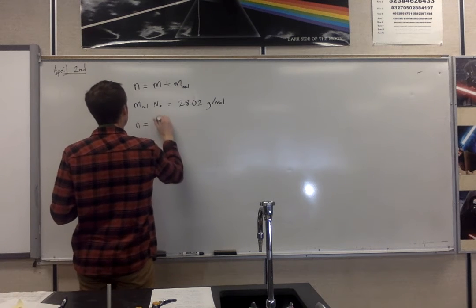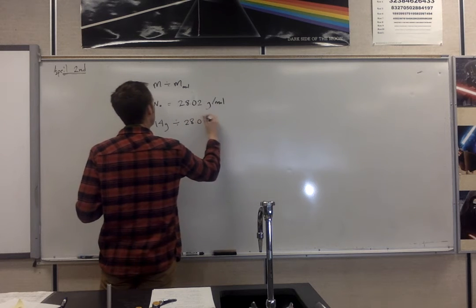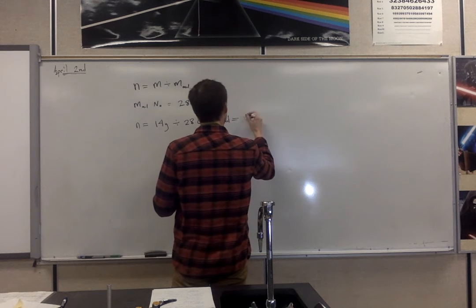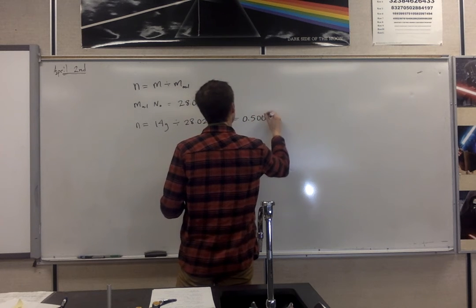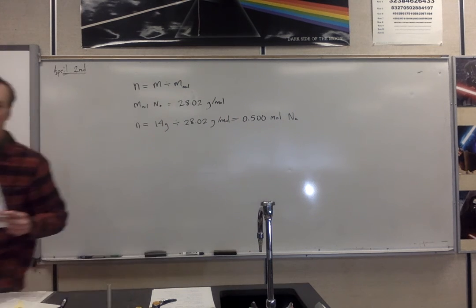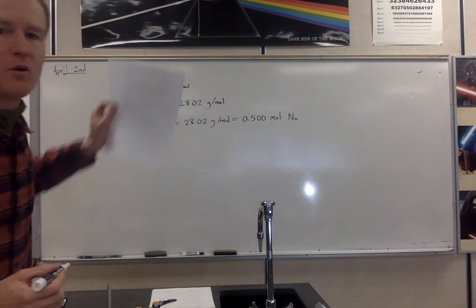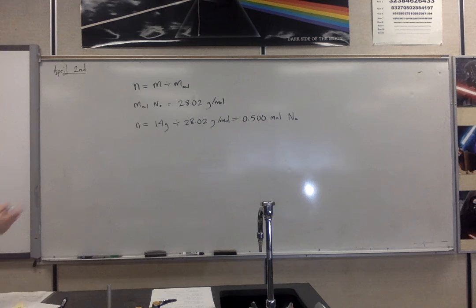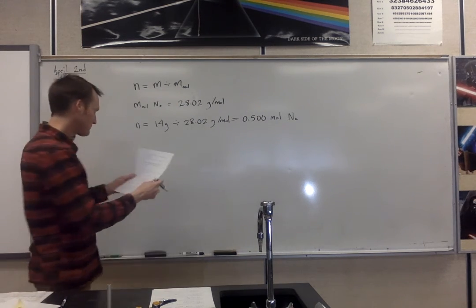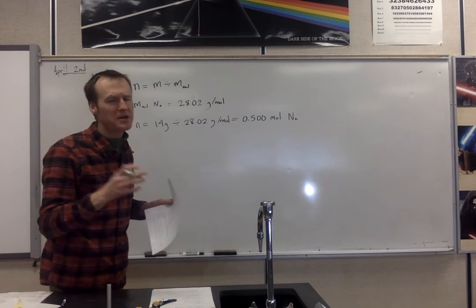N equals 14 grams divided by 28.02 grams per mole equals 0.500 moles of N2, keeping all of the figures in here, and I'll zero in on this in a sec, including what I'm quantifying. Not only the units, but the units of what? The units of nitrogen gas. I keep this in my calculator, otherwise you might make a rounding error.